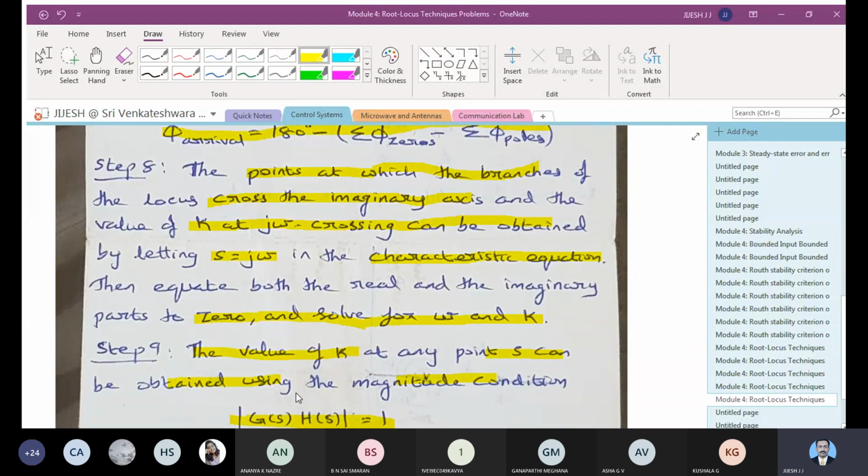And we have also seen that by substituting s is equal to j omega, you can find the values of omega and k. When you do the problem, it will be quite clear for you. If any doubts are there, we can discuss.